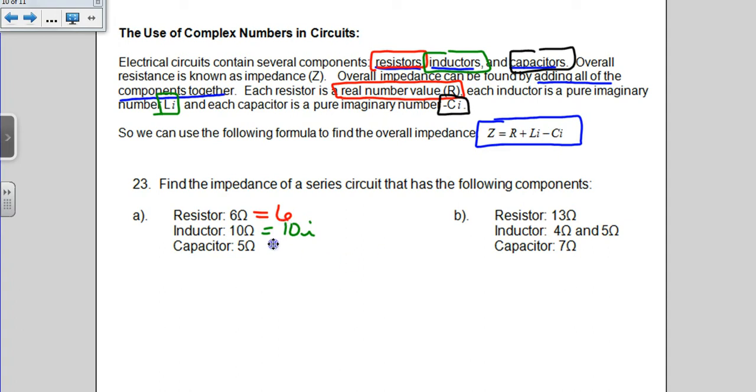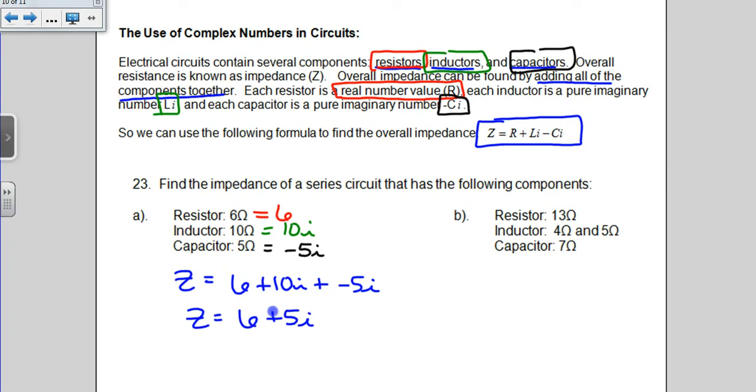And then the capacitors are negative Ci. So instead of being 5, he's actually negative 5i. Now your task to find overall impedance is to just add these guys together. So we have 6 plus 10i plus a negative 5i. Now we can only add the real numbers together, and then we can only add the imaginary numbers together. So your overall impedance is 6, and then 10i plus negative 5i gives us a plus 5i. So your overall impedance is 6 plus 5i.